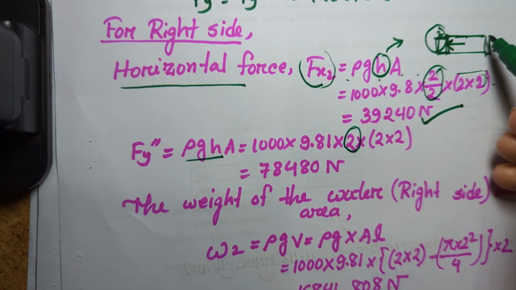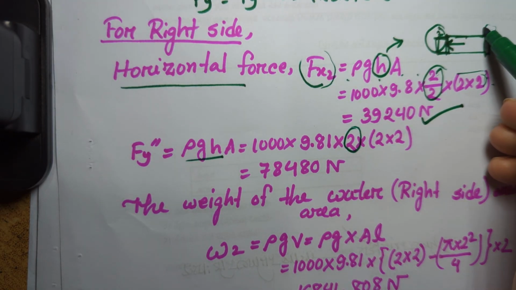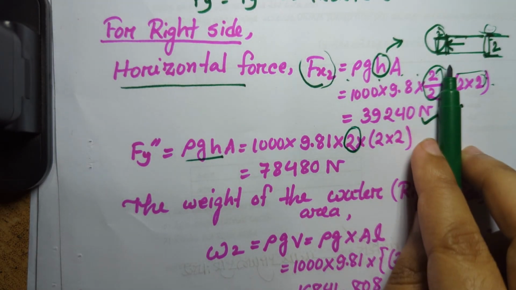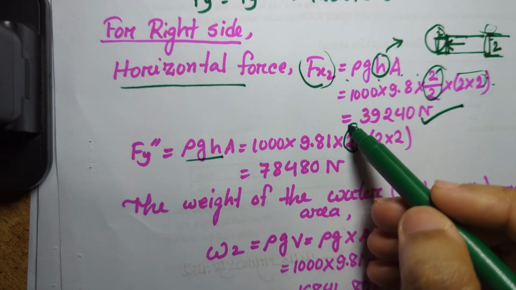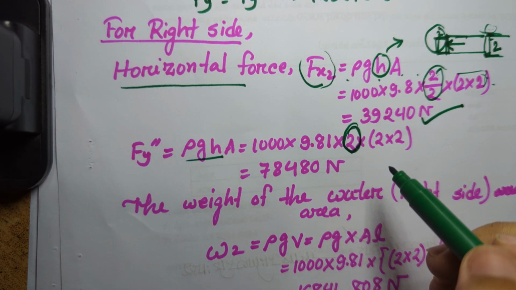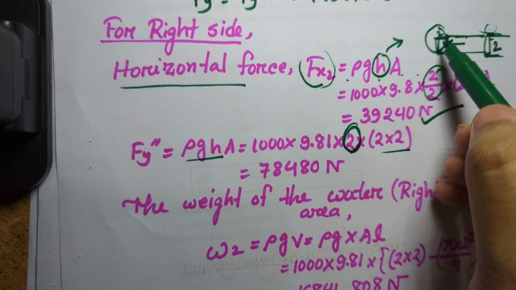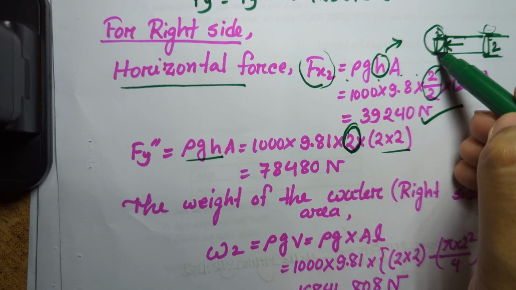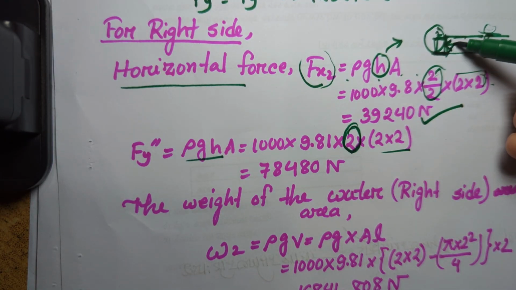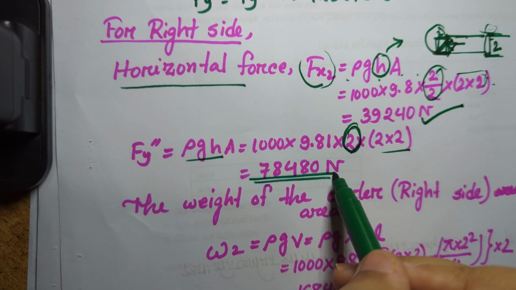Here the h will be the total height from the upper part of the fluid to the lower part, because it is the work into the lower portion of the cylindrical gate. So we will measure the total height in the expression, and the area is the half of the radius, and this half of the radius, and this length, which is also 2 meter. Then we got this vertical force.